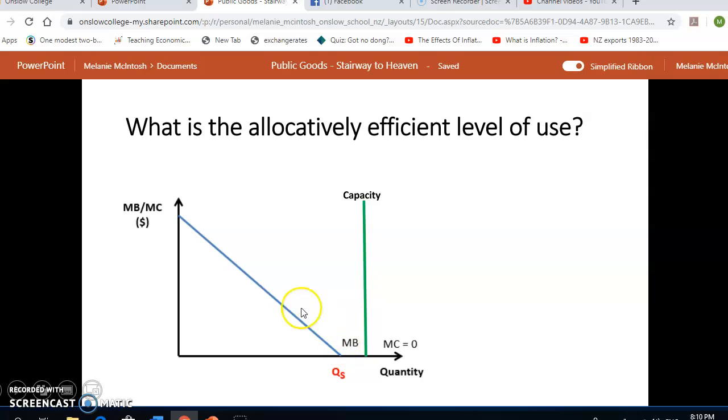So let's think about that for a second. The capacity of the resource, the national park for example, is greater than the number of users, the amount of people that could use it and enjoy it. And so it's got MC equals 0 here.